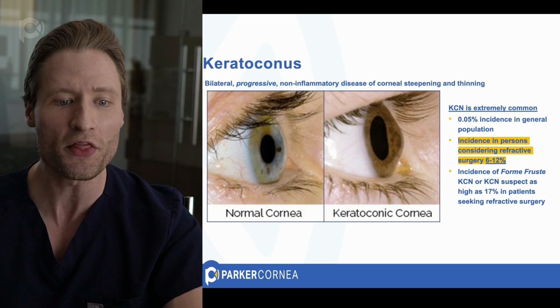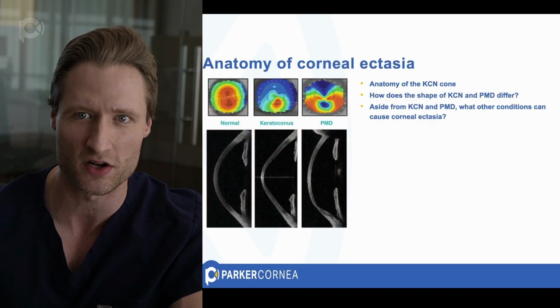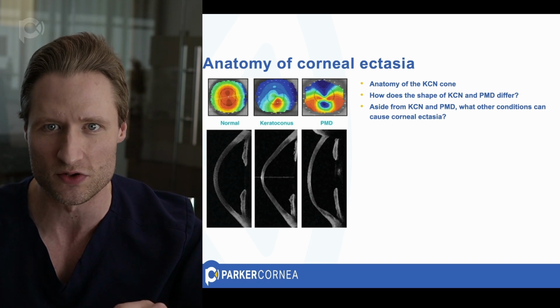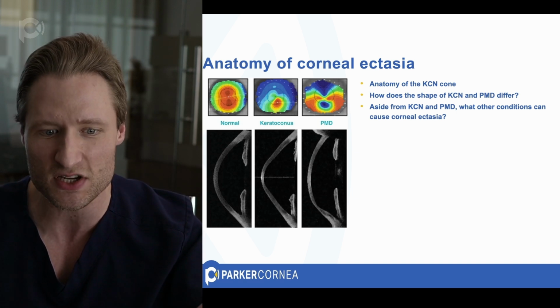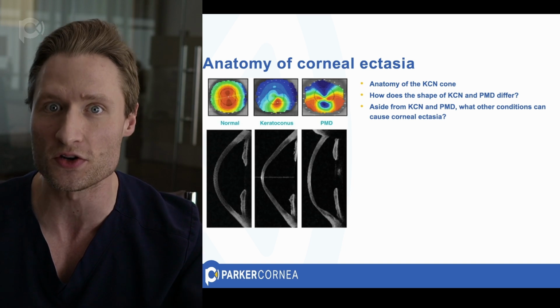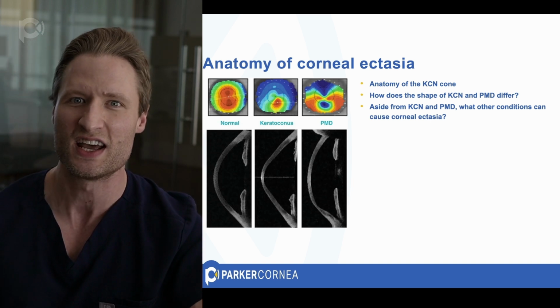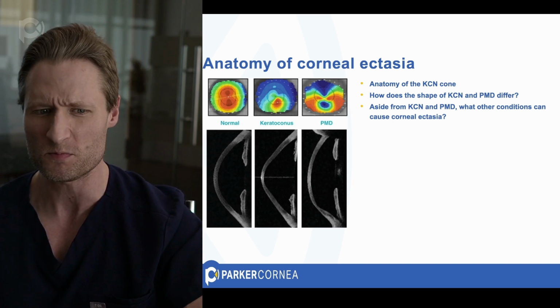Now, there are other corneal ectasias aside from keratoconus. Keratoconus, you may remember, is a condition of corneal steepening and thinning in which the steepest part of the cornea is also the thinnest part of the cornea. The apex of the cone is the steepest and the thinnest part of the cornea.